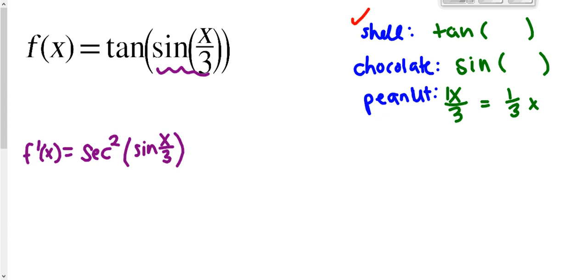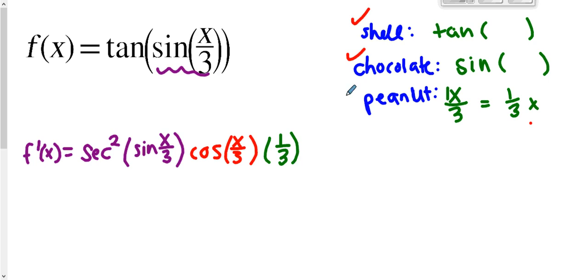Next, the chocolate, so the sine. The derivative of sine is cosine of x over 3. We leave the x over 3. We're not done with that yet, but we're done with the chocolate. Our next layer is the peanut in the middle. We take the derivative of 1/3 x, and all we have left is 1/3.